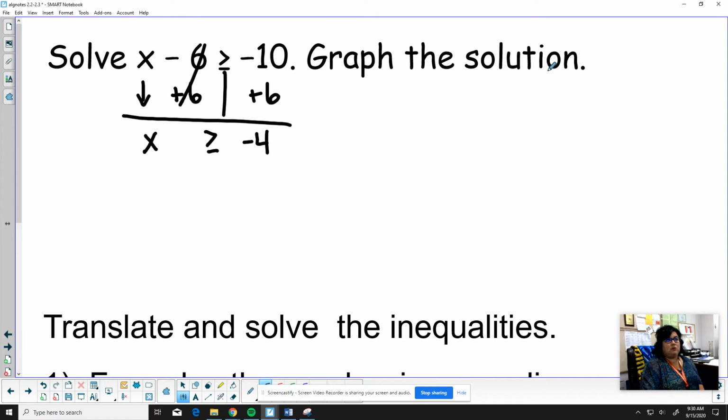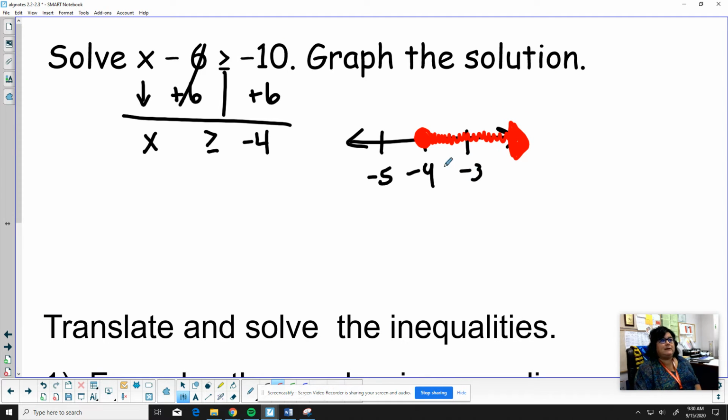It also says to graph, and graphing the solution is a review from the last section. So let's remember how to do this. We'll put negative 4 in the middle. We'll go up 1 and back 1 just so I can tell which side is the bigger side and which side is the smaller side. It has an equal sign, so I draw a closed circle on negative 4, which means I color it in. And then I'm going to shade the bigger side, and the bigger side is the right side. So I shade this side, and this is my answer.